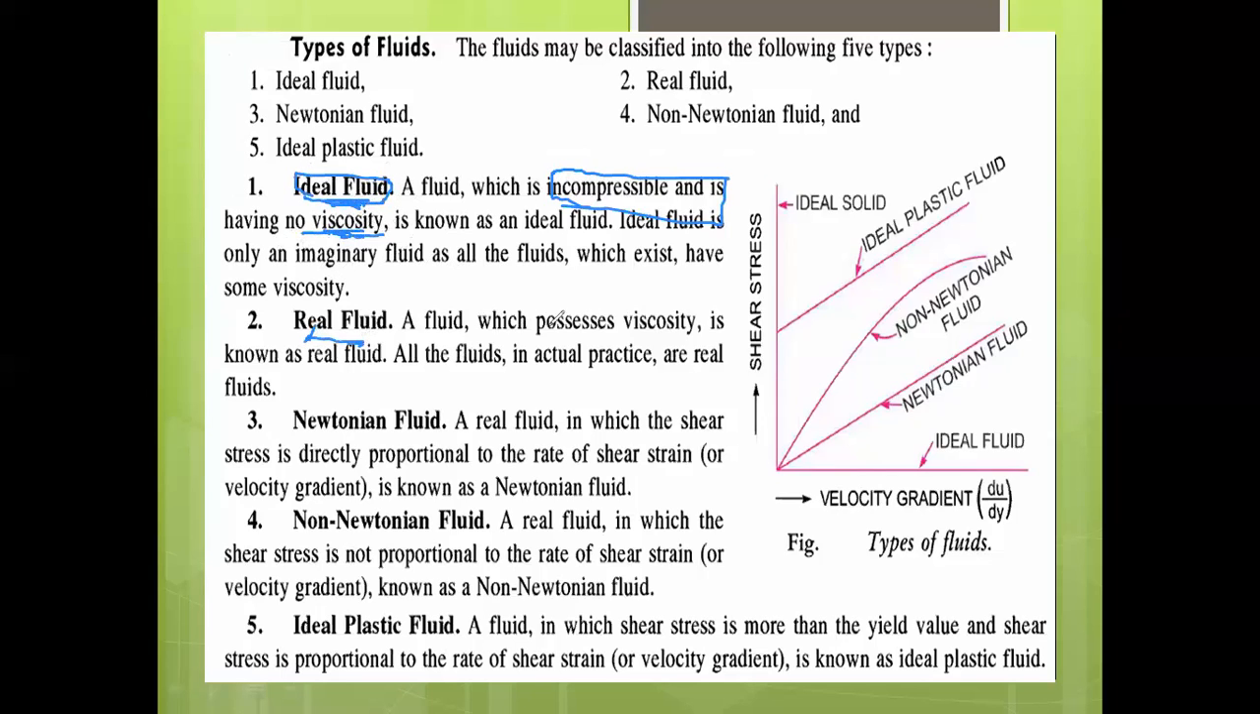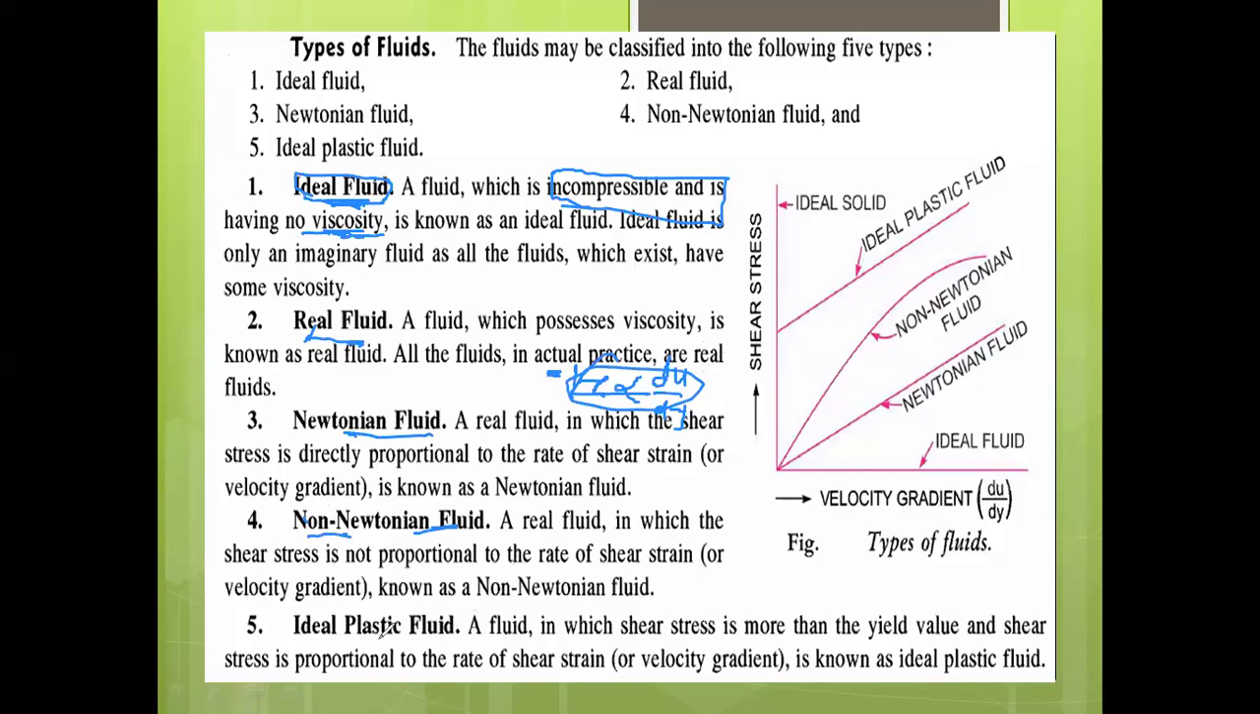So real fluid is nothing but all types of fluids which are available in nature. They have viscosity. They are called the real fluid. Newtonian fluid is the fluid which obeys Newton's law of viscosity, or the mathematical expression: tau is directly proportional to du by dy, or the fluid in which shear stress is directly proportional to rate of shear strain or rate of shear deformation. That fluid we call a Newtonian fluid. Then what is non-Newtonian fluid? The fluid which does not obey this law is called the non-Newtonian fluid.